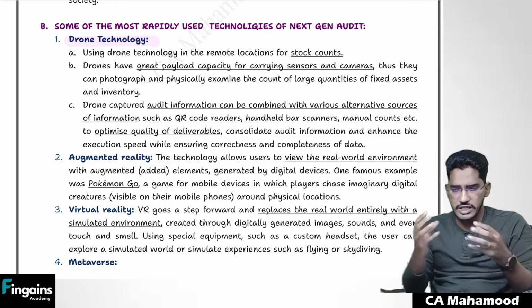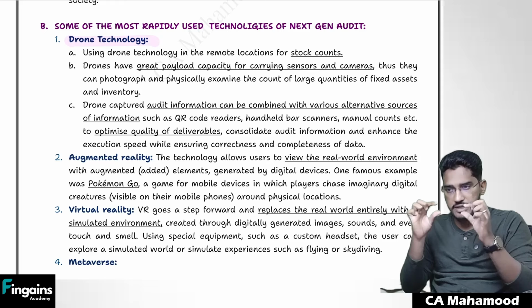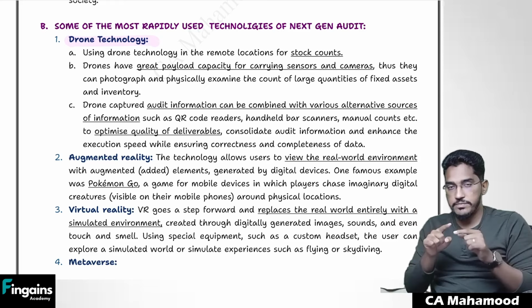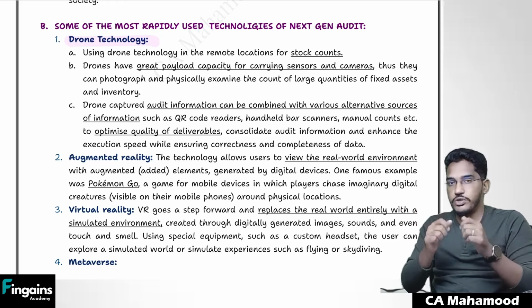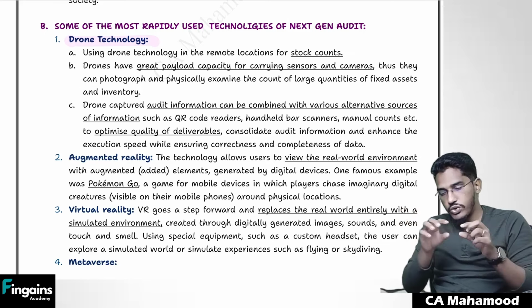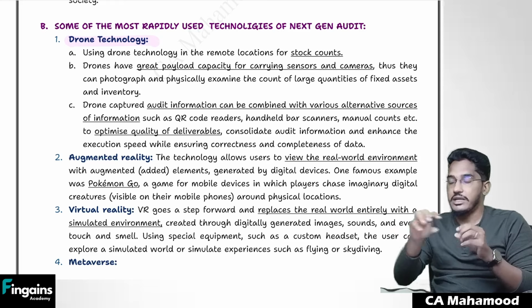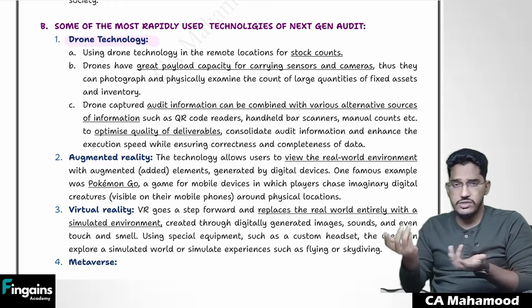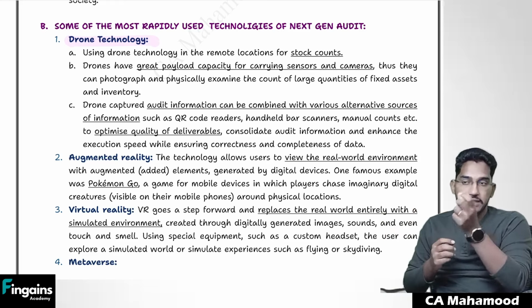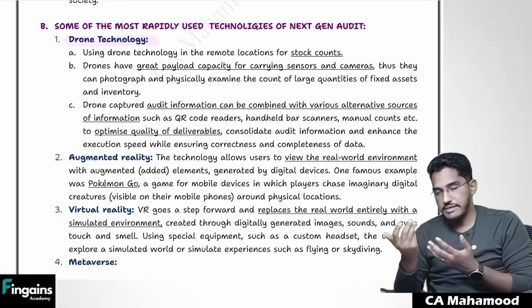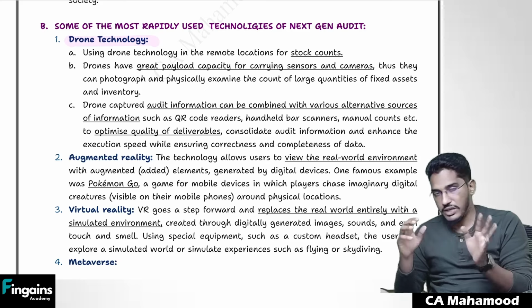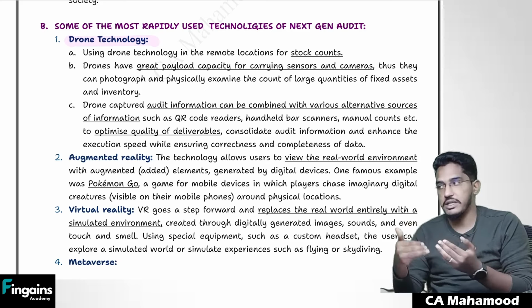For example, in big entities, to identify an item, there will be a barcode attached. So you can attach a barcode scanner to the drone, so the drone will automatically capture the QR code or whatever code is there, and it will tell what that item is. Just as I've told, this is just an implication for the future, not happening currently. They are telling it is possible in the next generation audit.